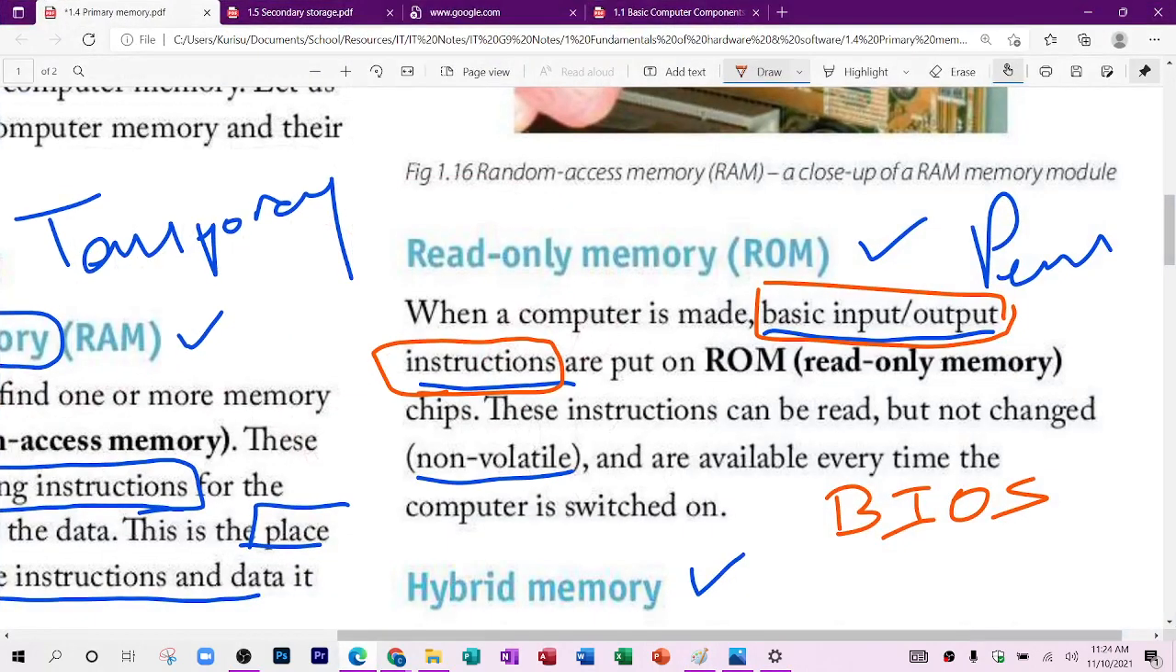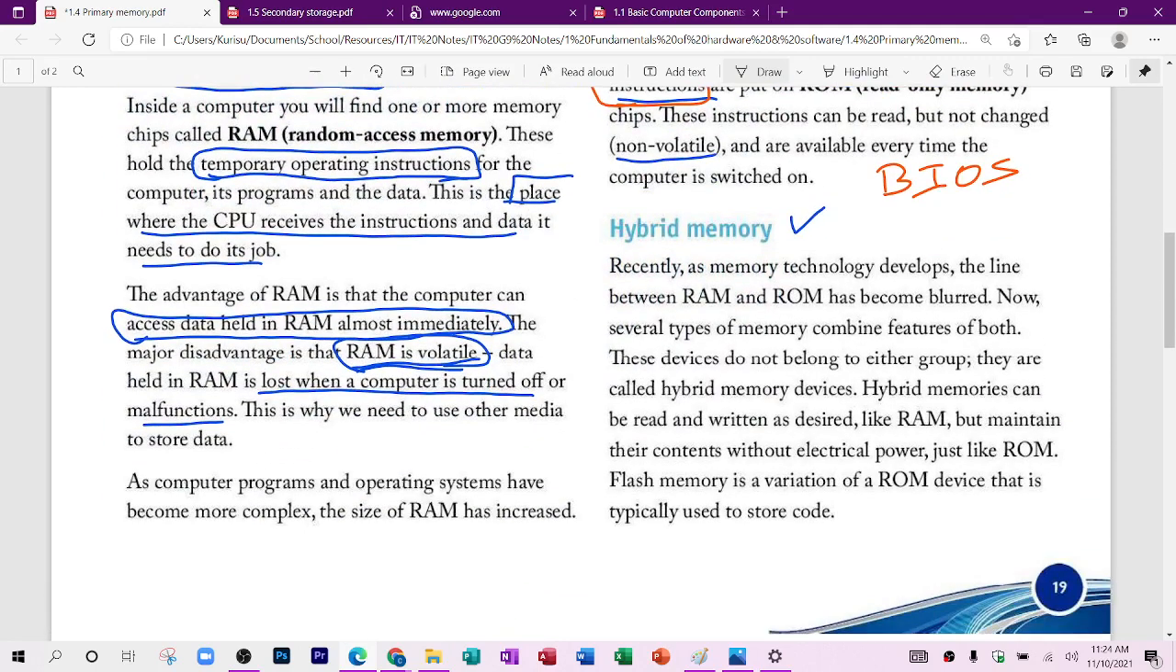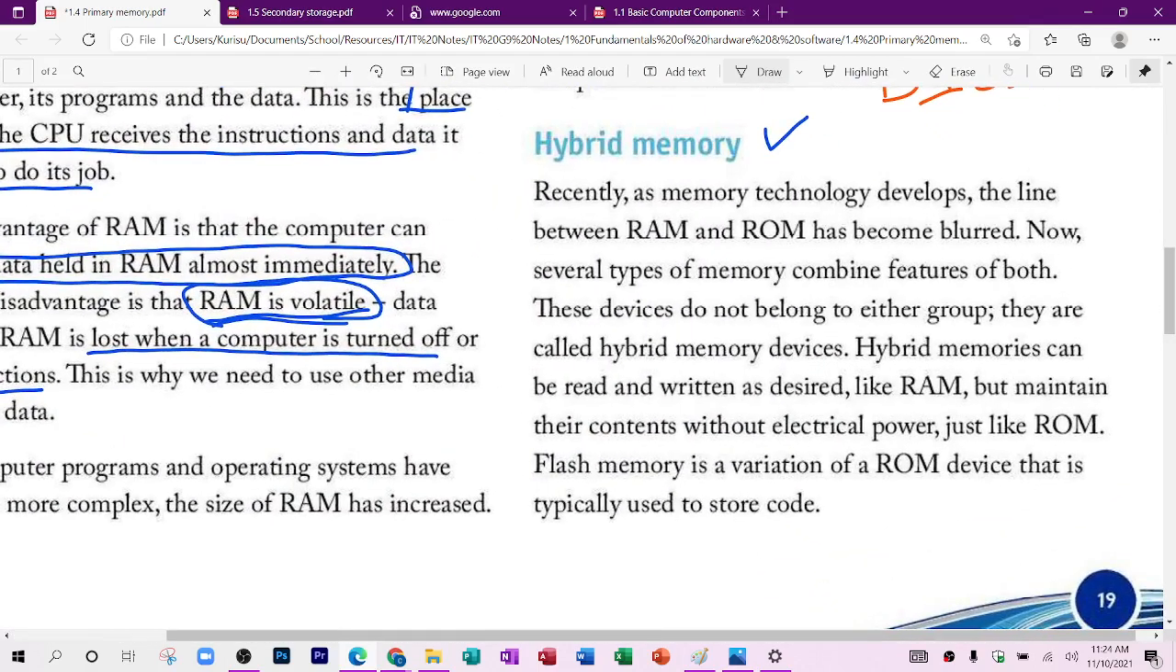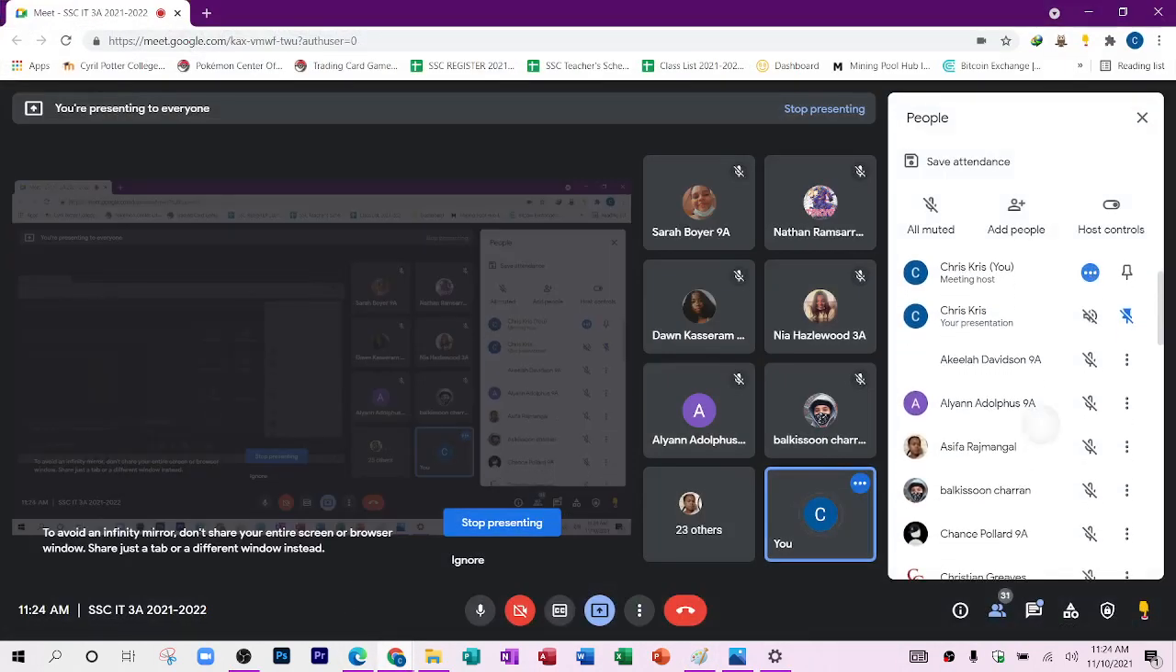You guys following and all that? Yes, sir. Alright. So remember the 2 types of memory, RAM and ROM. Remember, RAM is volatile, meaning if you lose electricity, you won't get any data. ROM is non-volatile, it does not require electricity. Alright. Now the next type of memory is the hybrid memory.